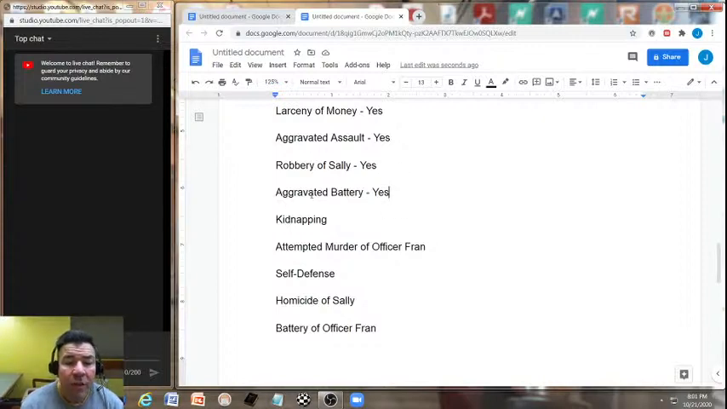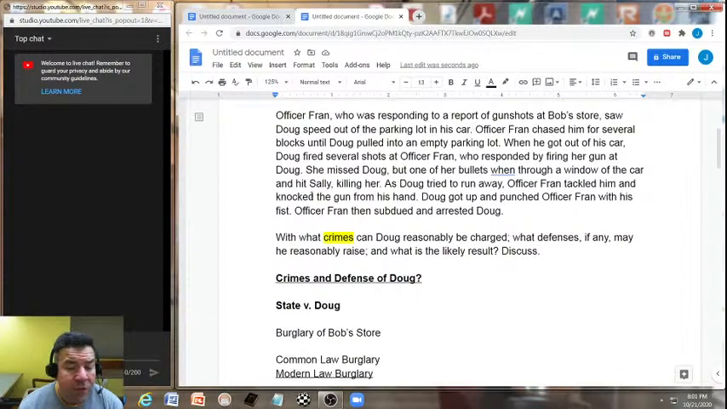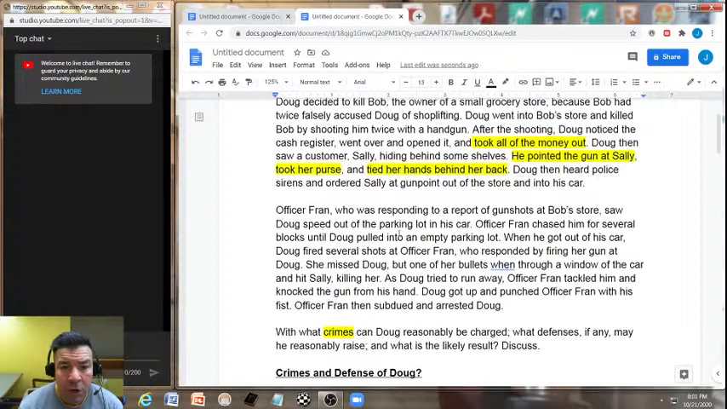So this battery would not just be the general form of battery, but it would be an aggravated form of battery because of the presence of deadly force. So yes, we would have battery, but it would be a form of aggravated battery. And what is battery? Unlawful application of force to the victim's person. Has there been an unlawful, unjustified application of force to Sally's person? Absolutely. This is when he tied her hands behind her back. That is an application of force, unjustified, to Sally's person.